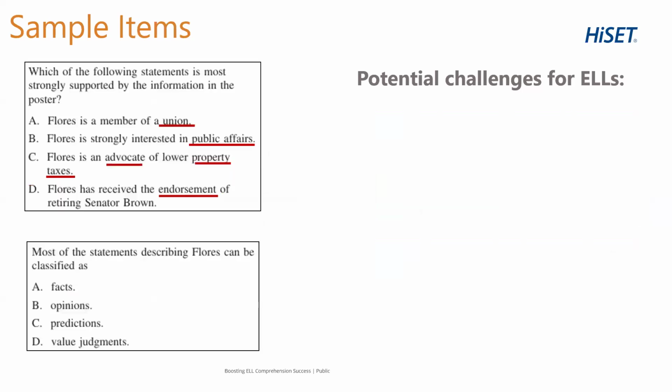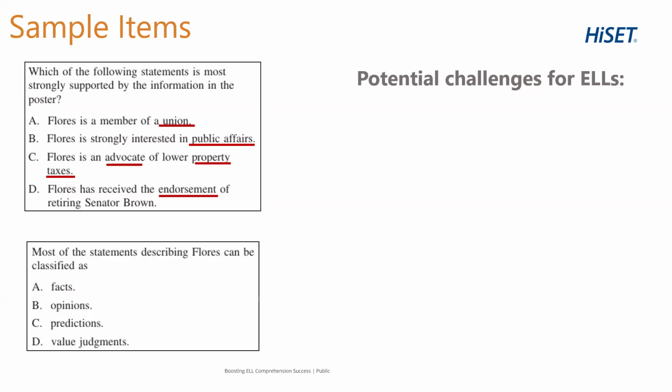Okay, and then this is a sample item related to the previous poster. So you can see here, there's the question. The question is short, so maybe it's not too difficult for them to analyze what the question is asking, but there are so many words that test takers might need to understand before they're able to select the best option, right? There's union, public affairs, advocate, property taxes, endorsement.